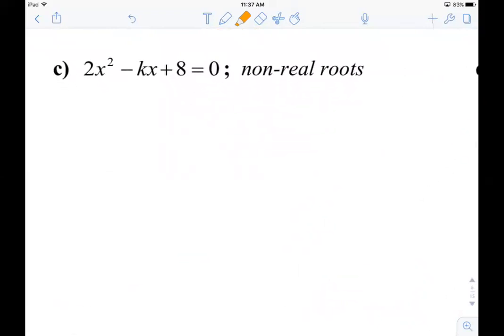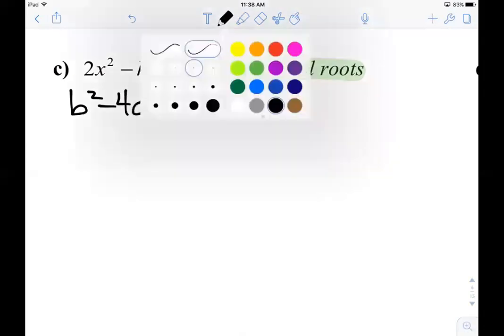So now for this one, we're trying to find a situation that'll produce non-real roots. So non-real roots, what does that mean? Well, it means imaginary roots, and which ones produced imaginary? Well, it was when our discriminant was less than 0. When that discriminant that's underneath the square root in the quadratic formula ends up being negative, or less than 0, that's what produces those non-real roots.